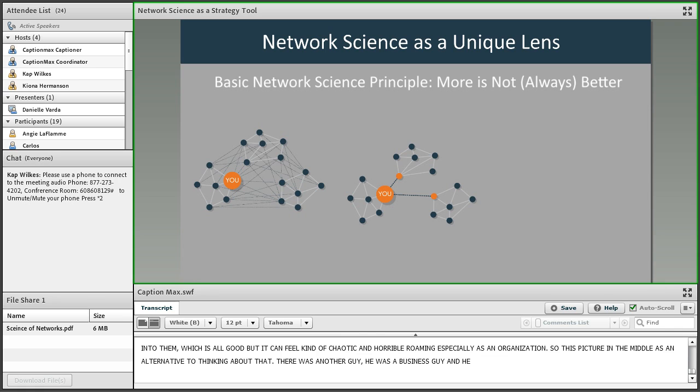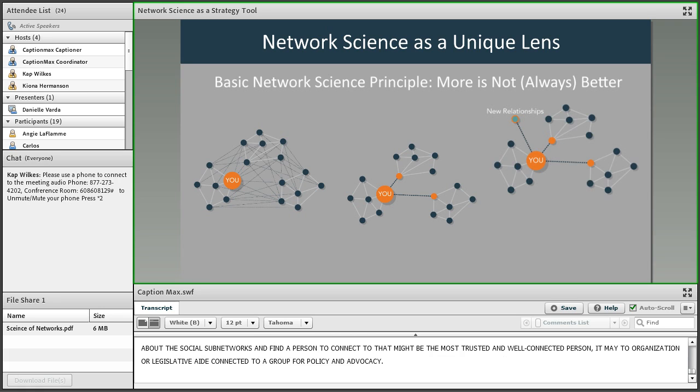So this little picture in the middle is an alternative to thinking about that. There was another guy, Ron Burt, a business guy, and he said, I love the idea of leveraging a collaborative advantage, but it's overwhelming and not very efficient and effective. So an alternative might be that we think about these social sub-networks and find one organization or person to connect to, the orange nodes there, that may be the most trusted, well-connected person, maybe a gatekeeper to a hard-to-reach population, or one policymaker or legislative aide connected to a group of policy advocates.